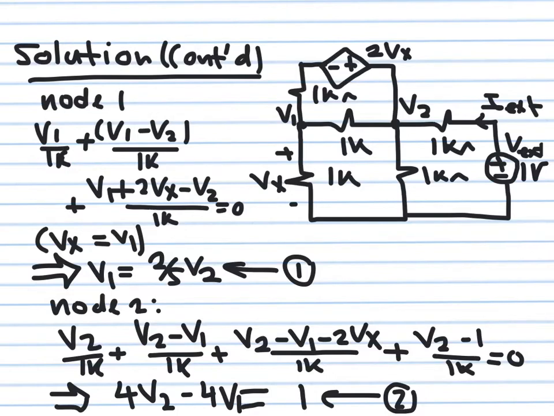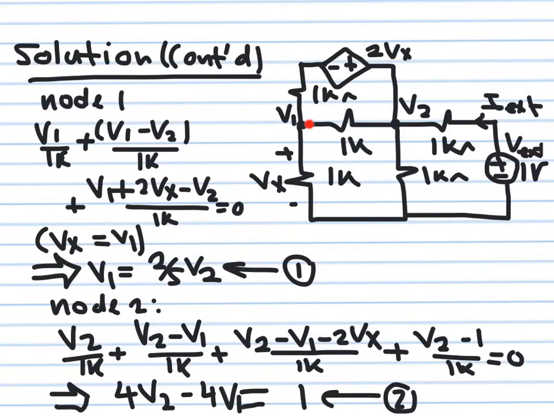This circuit has two nodes, 1, 2, in addition to ground. It has 1, 2, 3 loops. So I prefer to use nodal analysis here because I have only two nodes. At node number 1, let's apply KCL. So you get V1 over 1K, this is the current flowing out here. V1 minus V2 over 1K, this is the current flowing out here. V1 plus 2Vx minus V2 over 1K, this is the current flowing out here. Okay, notice if you have something like this, then the total voltage drop across the 1K is V1 plus 2Vx minus V2, and this divided by 1K.